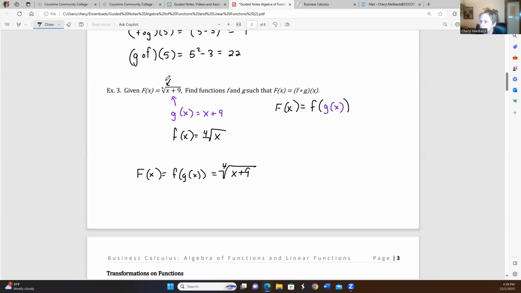And indeed, that works. In our next video, we're going to be looking at transformations of functions.